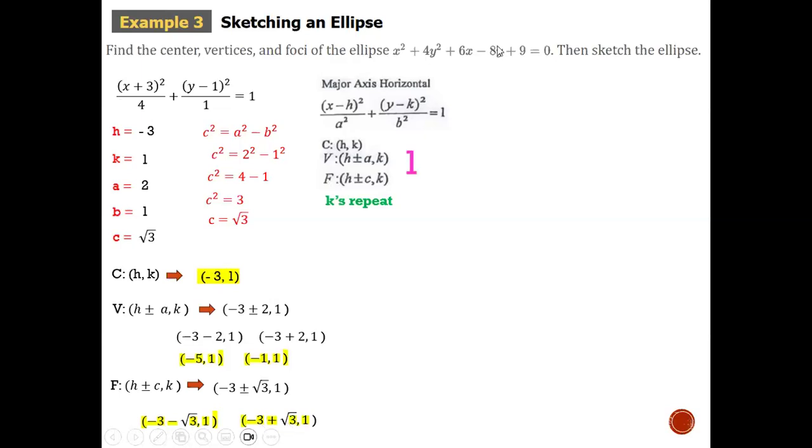First, we had to get this equation into our standard form so that we can see the values more clearly, and we did that by completing the square.